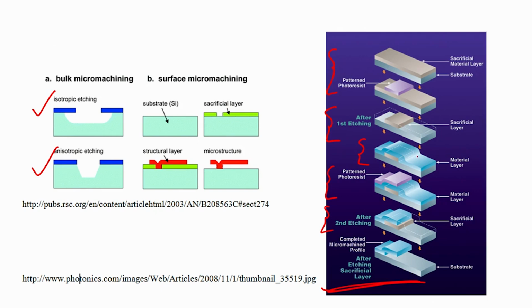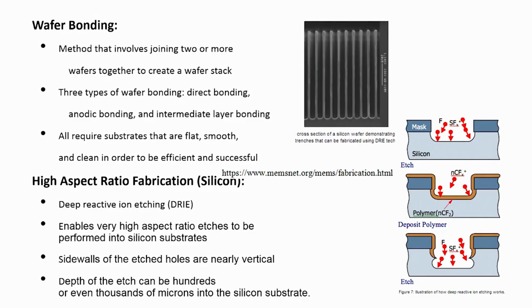Next step is a material layer, next step is the patterning of photoresist, followed by sacrificial layer etching, followed by the pattern that you want to see. Easy: bulk micromachining, surface micromachining. Let us go to the next step.